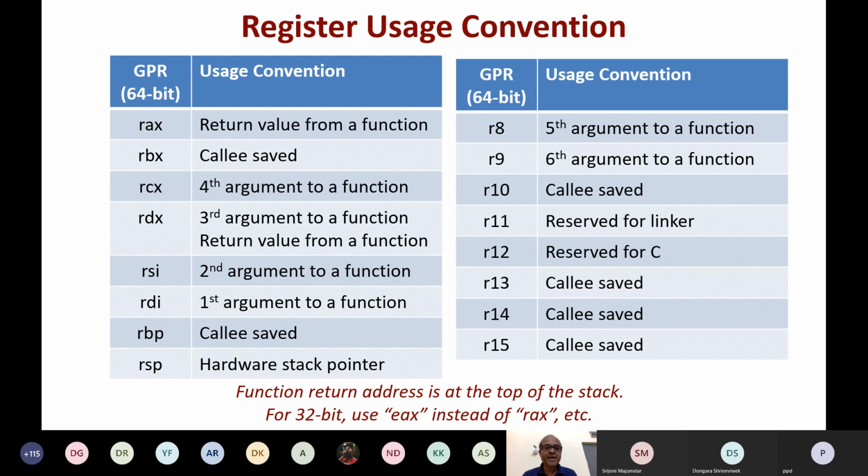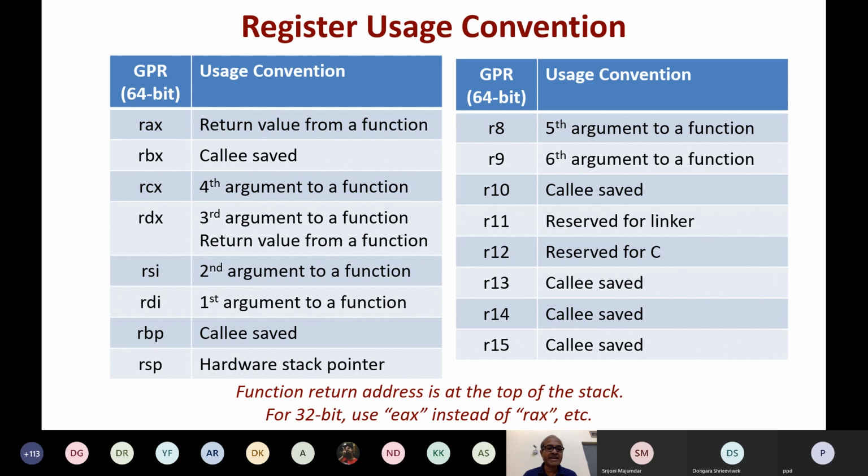Okay. And the registers which are marked as callee saved mean that if inside the function you are using these registers, then it will be your responsibility to save and restore the values of these registers before you return. Because the calling function will assume that you are not making any changes to these registers. So these have to be saved if required by the callee function and restored before it returns back.